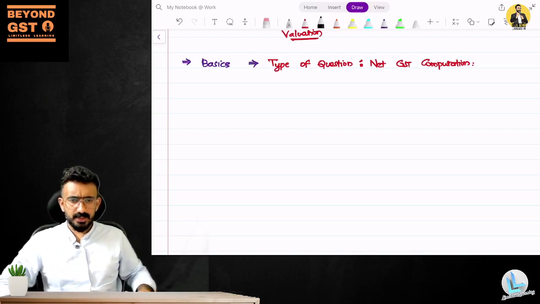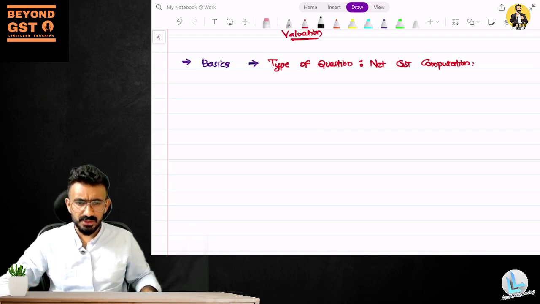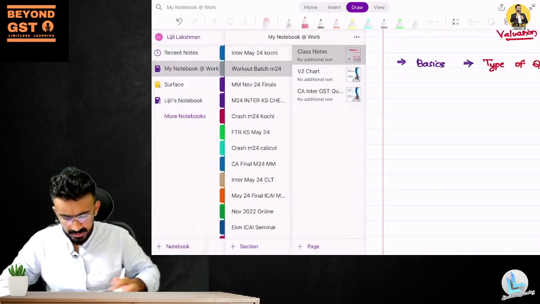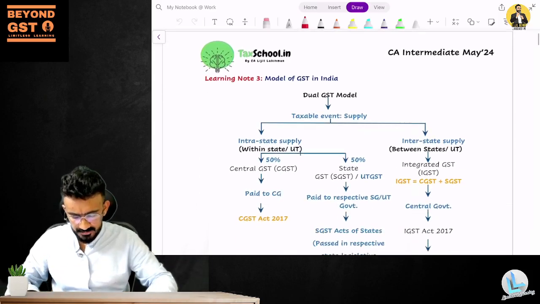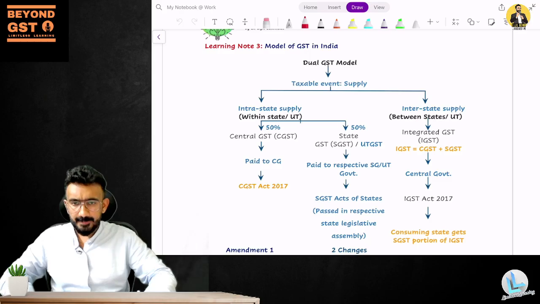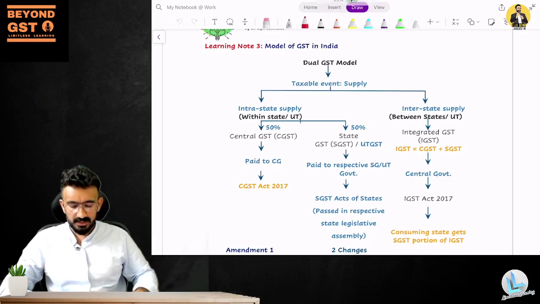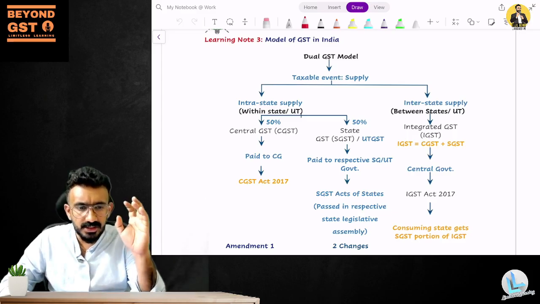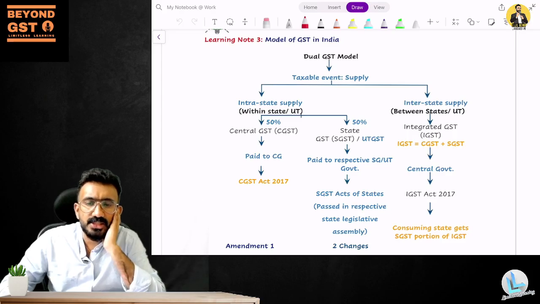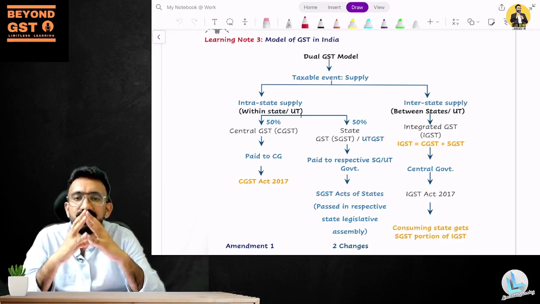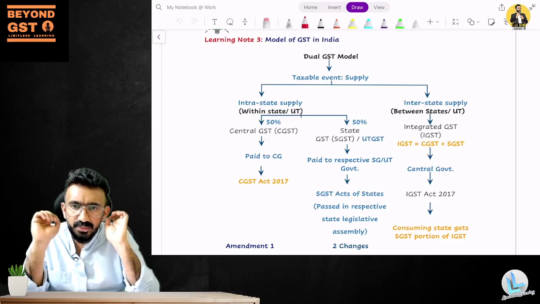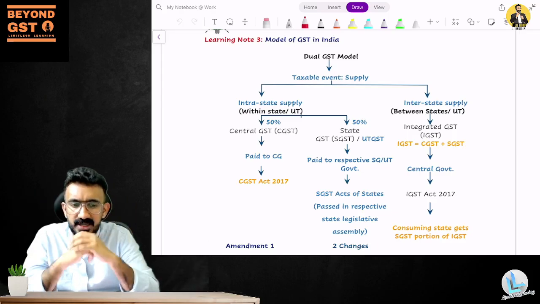Okay, so let's try to understand the fundamental basics about GST here. So to just get you an introduction, we should understand what is the model of GST that we have in India. It's called as dual GST model, right? The model of GST that we have adopted for our country is dual GST model. What is dual GST model? In dual GST model, the taxable event that we have, which is called as supply, has been classified into intrastate supply and interstate supply.